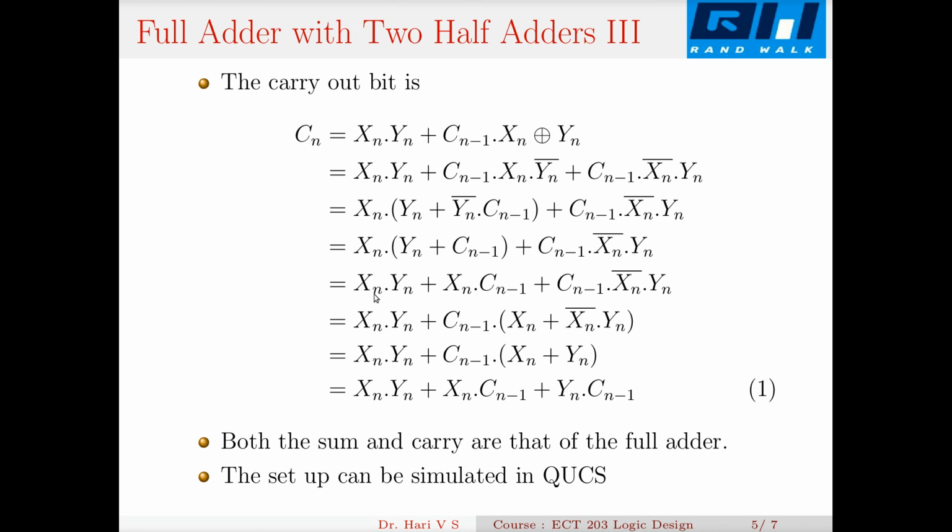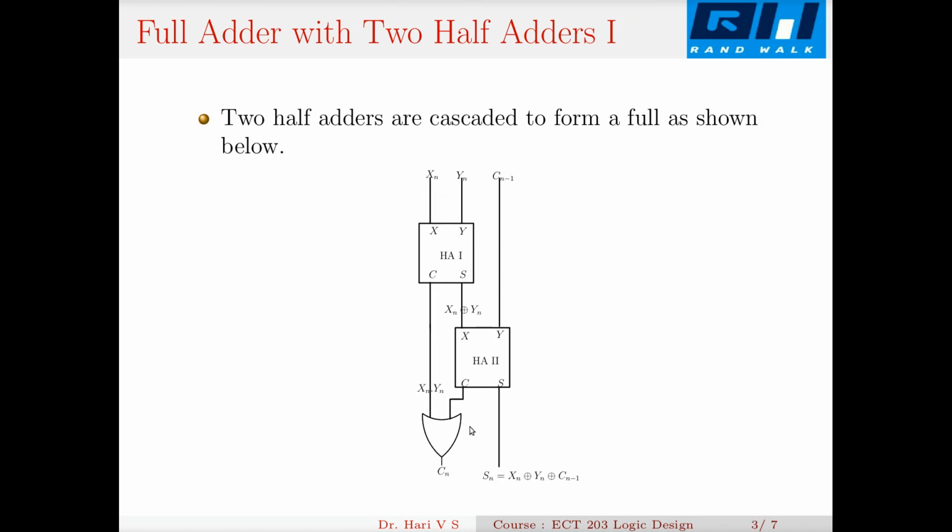Now if I expand this, it becomes xn yn or xn cn minus 1, or cn minus 1 and xn complement yn. So this is xn yn or cn minus 1, and if I take cn minus 1 out, it becomes xn or xn complement yn. So this becomes xn yn or cn minus 1 into xn or xn complement yn, which is xn or yn. So this becomes xn yn or xn cn minus 1 or yn cn minus 1. This is the carry output of a full adder. We earlier saw this carry output of a full adder. So this setup actually realizes a full adder. This is the way I realize a full adder with two half adders and an OR gate.